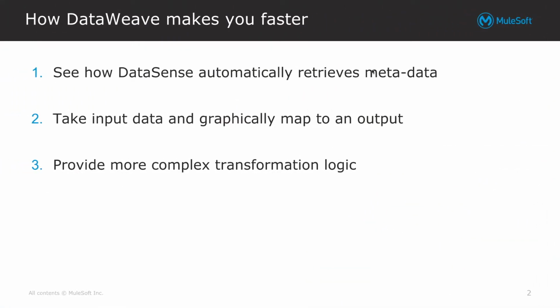You can see that within a matter of minutes I'm able to use DataSense to automatically retrieve metadata about my inputs and outputs. I can then do direct data mapping between data formats and when required do more complex transformation on the data structures and contents of the data. All of these capabilities make me faster at delivering my connectivity and integration projects. The speed is enabled by DataWeave.